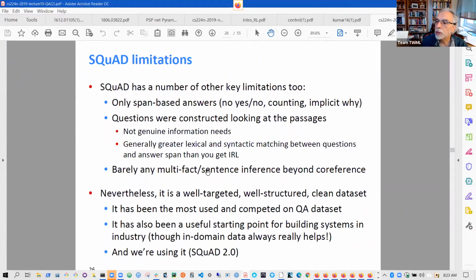No inference. Questions were constructed looking at the passages. This is not really what people who need information want, it's not going to satisfy them because it doesn't contain more general answers to more general questions. But at least it's a start.